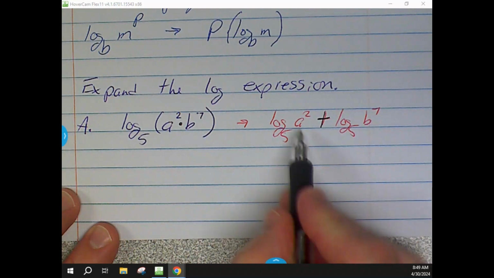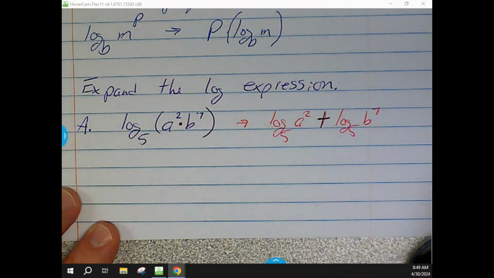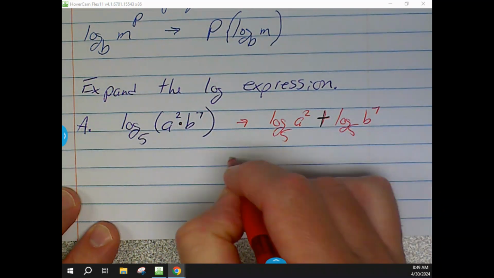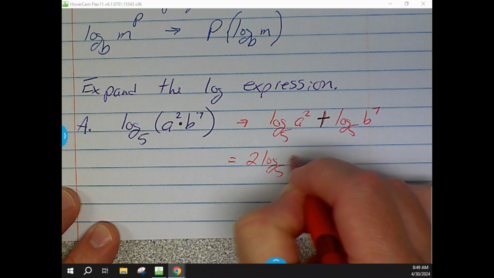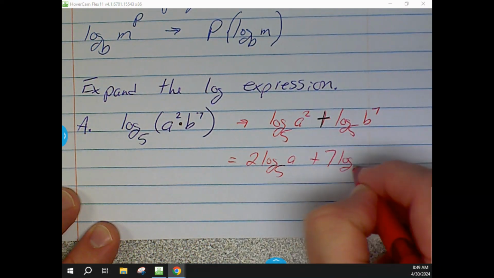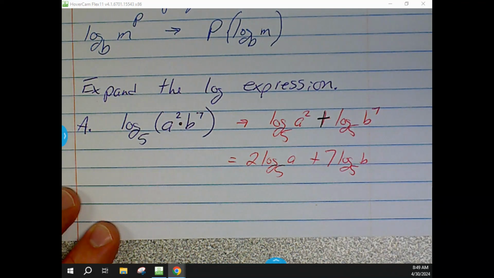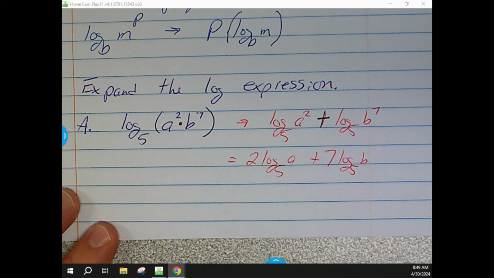Okay, and now you've got the powers here, which matches up with the power property. So you can take each one of these powers and bring it out front. You can bring the 2 out front and make it 2 times the log of a, and then 7 times the log of b. In that case, you don't have to put the parentheses because it's understood there. Sometimes if you've got multiple things like this, you may need parentheses.